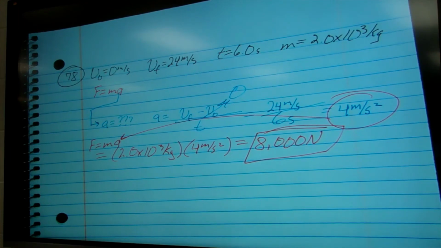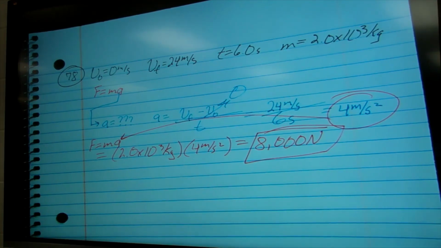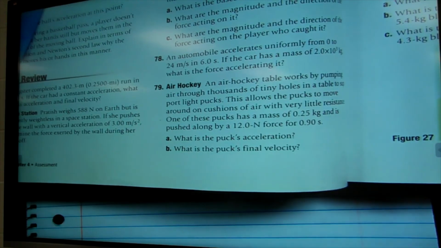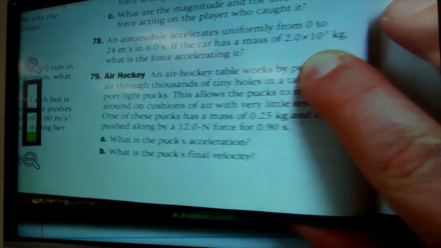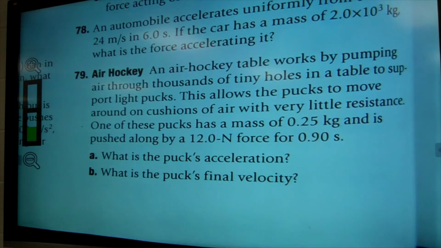Here's what I want you to do. I want you to give 79 a shot. Actually do it, don't just sit there. Sitting there staring at it does nothing for you. Now's the time that you can make a mistake. I'm going to walk around, look and see how things are going for you. It is page 116. We're doing 79.